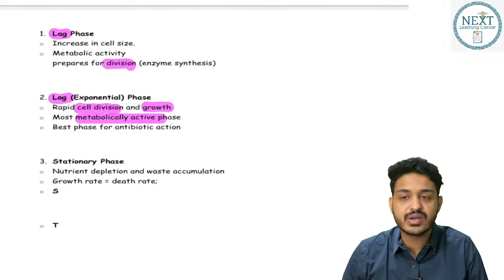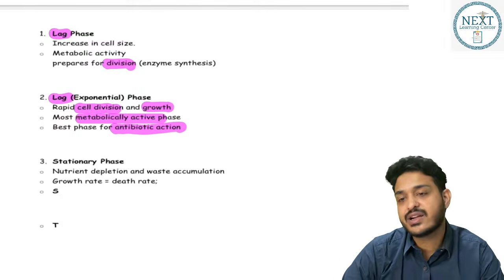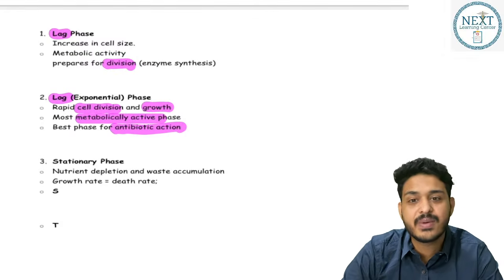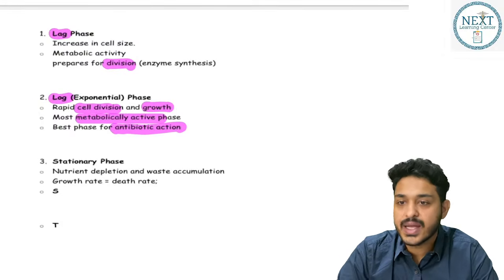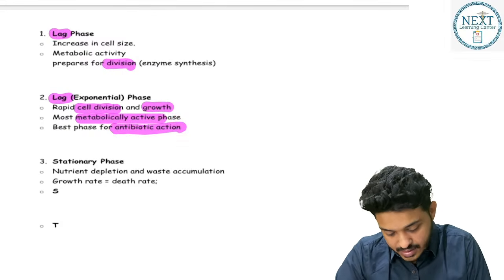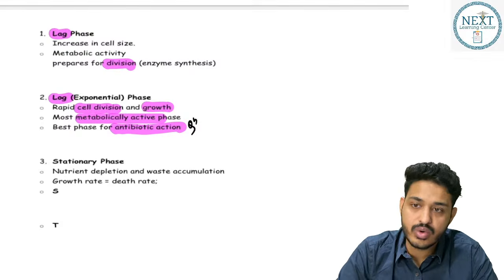And the most important question: this is the best phase for what? Antibiotic action, right? When the bacteria is dividing more, your antibiotics, like static antibiotics or maybe cidal antibiotics, will work very nicely here, right? So the question is, when do you get the best antibiotic action? This is going to be the log phase, right?